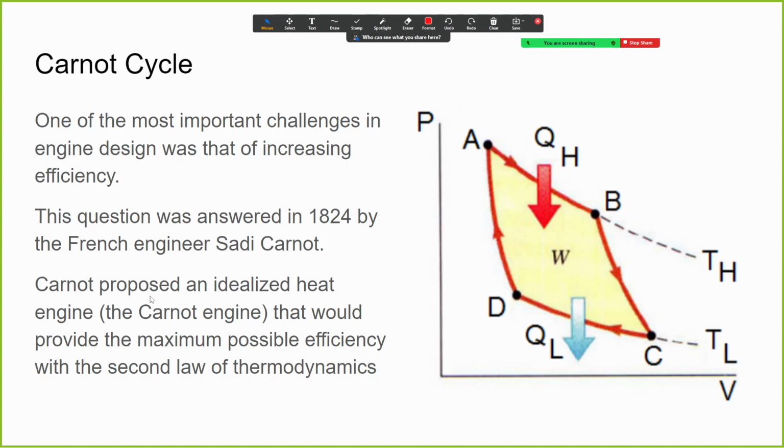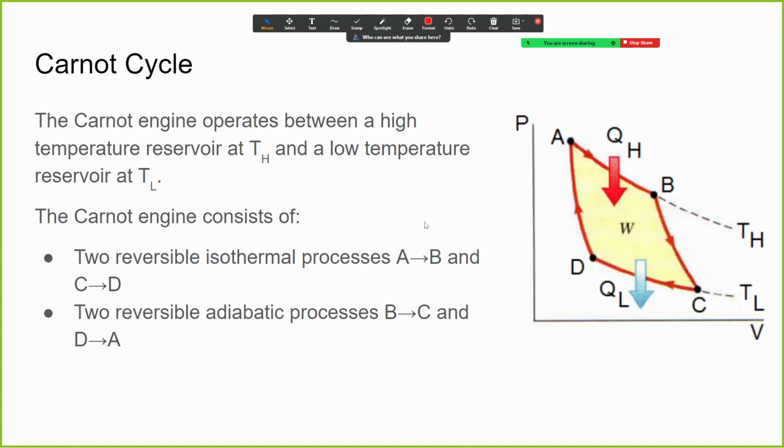He was a French engineer, and he proposed the idealized heat engine, which he called the Carnot engine, that would provide the maximum possible efficiency while still keeping in line with the second law of thermodynamics. So the Carnot engine operates between a high temperature reservoir and a low temperature reservoir at temperatures TH and TL respectively. The Carnot engine consists of two reversible isothermal processes, from A to B and from C to D, and also two adiabatic processes from B to C and from D to A.